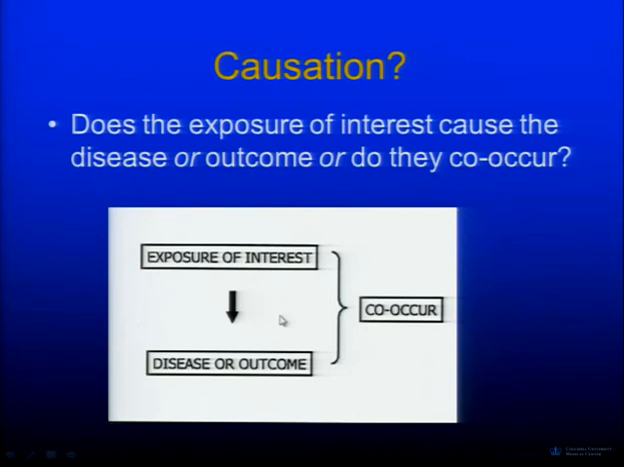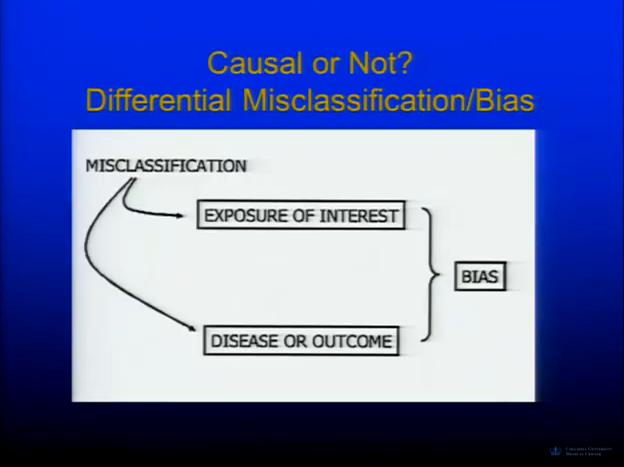So this is what we're all about today. Does the exposure of interest lead to the disease or outcome, or do they just co-occur? That would be an issue that we want to be concerned with. We're also concerned with differential misclassification or bias that we spent time talking about last week, because that can create an association between our exposure and disease, even if there is no such relationship. And with that, you can always think about the coffee drinking and pancreatic cancer example.